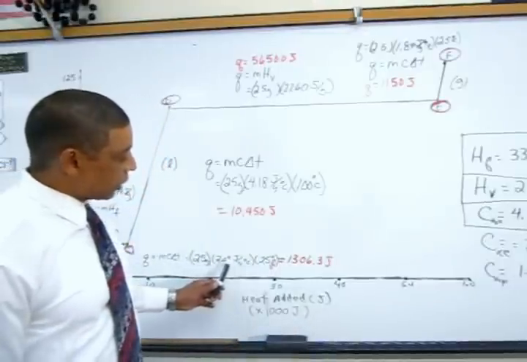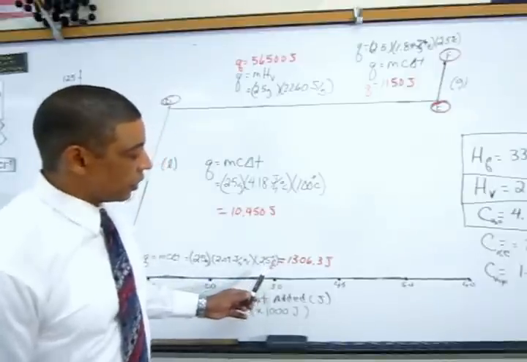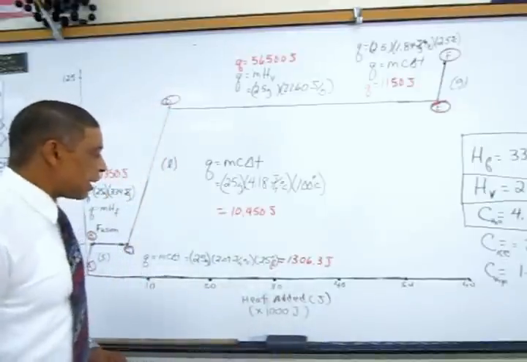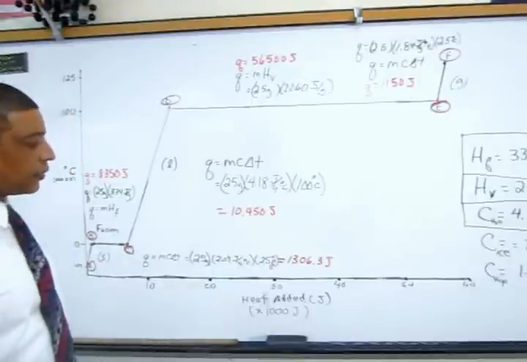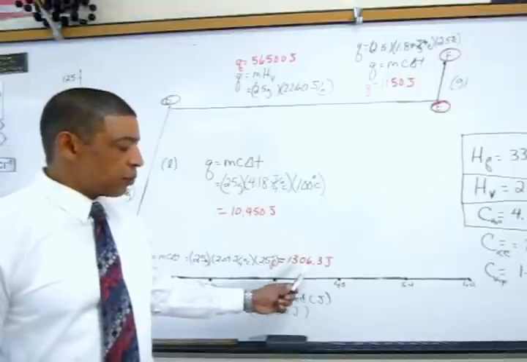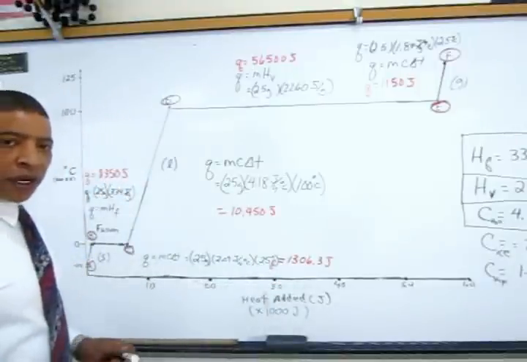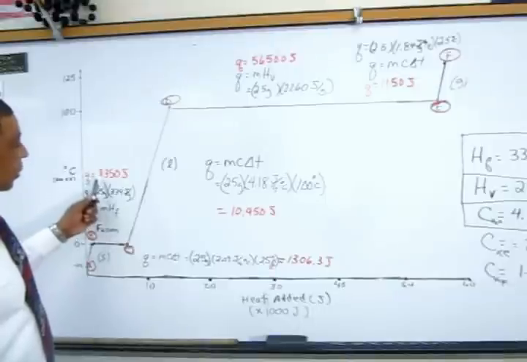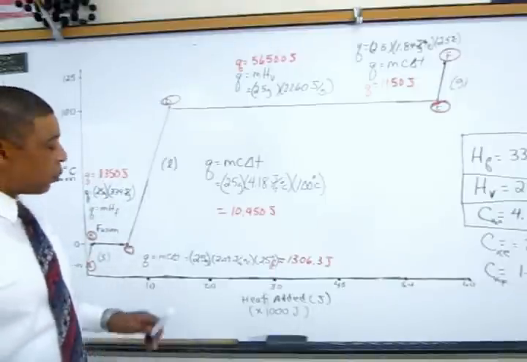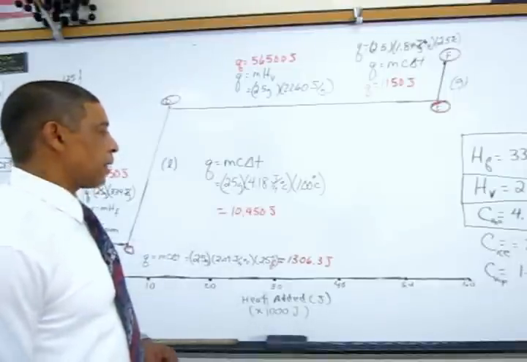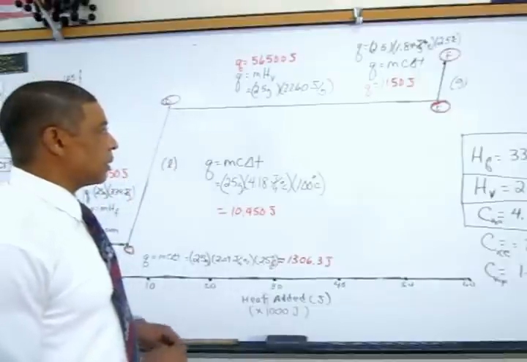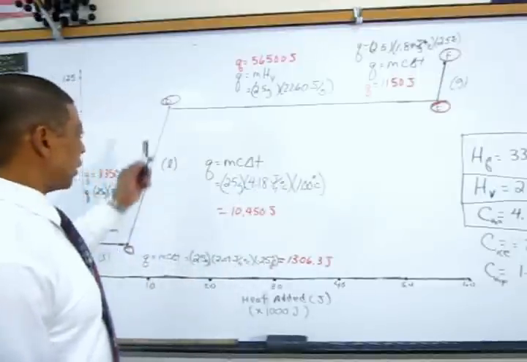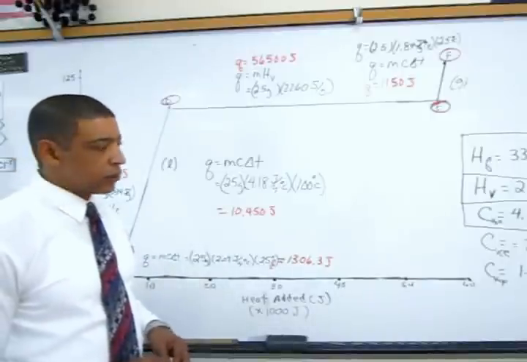25 grams times 2.09 joule per gram degree C times 25 degrees C is equal to 1,306.3 joules. So the amount of heat energy absorbed during the warming process of the ice will equal 1,306.3 joules. How much heat energy is required to melt the ice? 25 grams times 334 joule per gram is equal to 8,350 joules, which now brings us to point C, where we're now raising the temperature of the water sample to the boiling point. 25 grams times 4.18 joule per gram times degree C times 100 degrees C is equal to 10,450 joules.